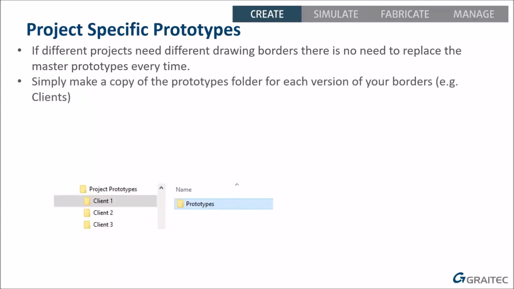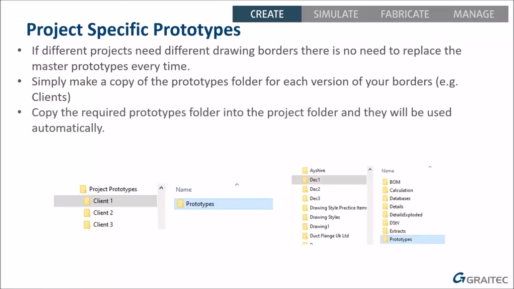But all you need to do is basically copy the prototypes folder for each new version you want. So here you can see I've got 3 clients, and I've made a folder for each of 3 clients. Inside there I've got a copy of the prototypes folder.